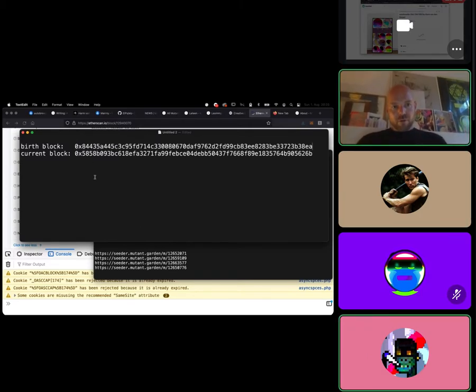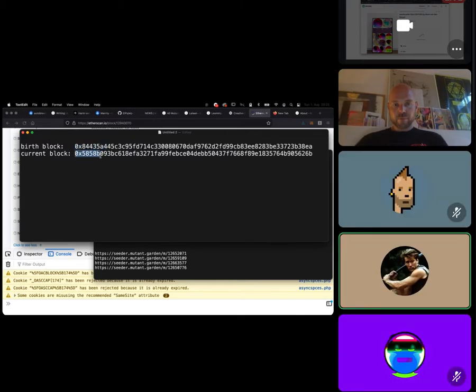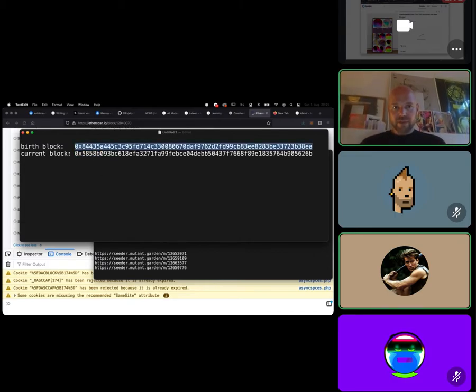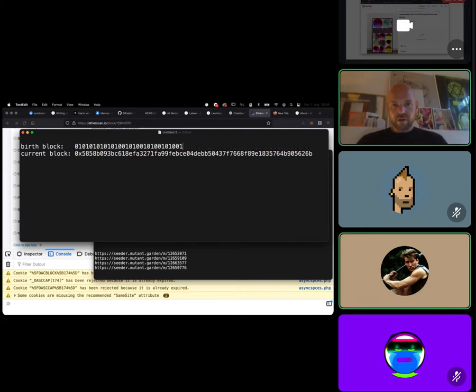Okay, so this is the transaction hash of the birth block. This is the transaction hash of the current block. What I'm doing for each mutant, for each block, is checking how many digits are similar. I'm not doing this on the hexadecimal ones, but on the binary one. So I take a binary representation of what you just saw in hexadecimal. It's much longer than that.